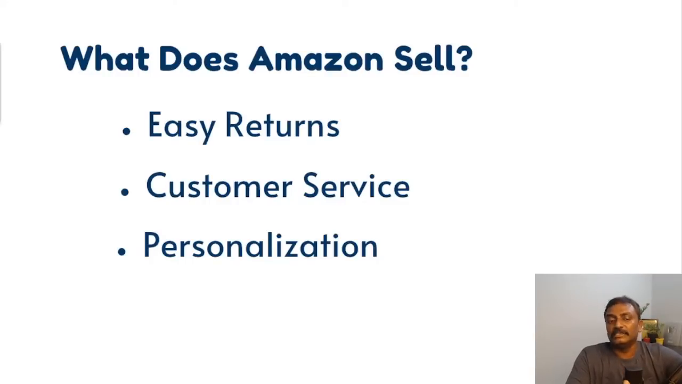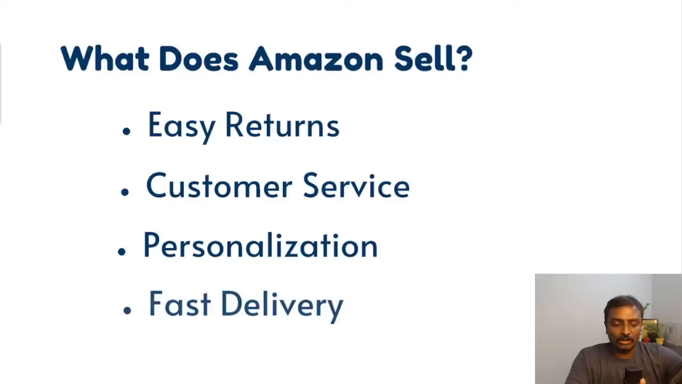Refund policy, easy returns, customer service, immediate delivery. These are all the results Amazon delivers. What kind of results is your product going to deliver? You should be very clear on this, and on the buyer persona expectations. I'll come to what a buyer persona is and how to find it.